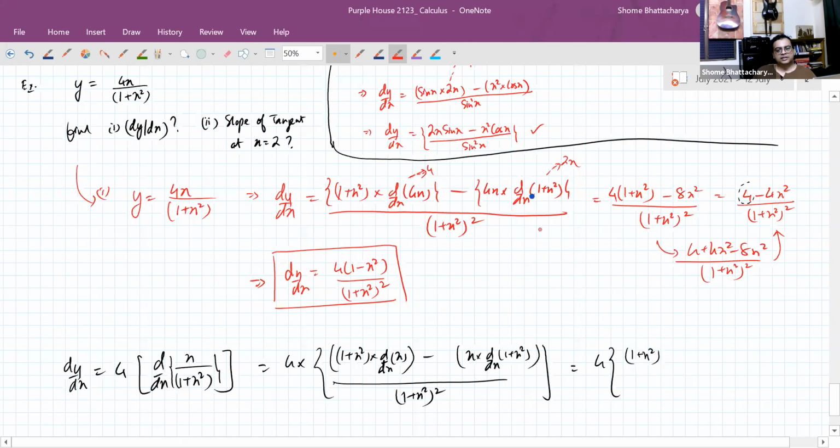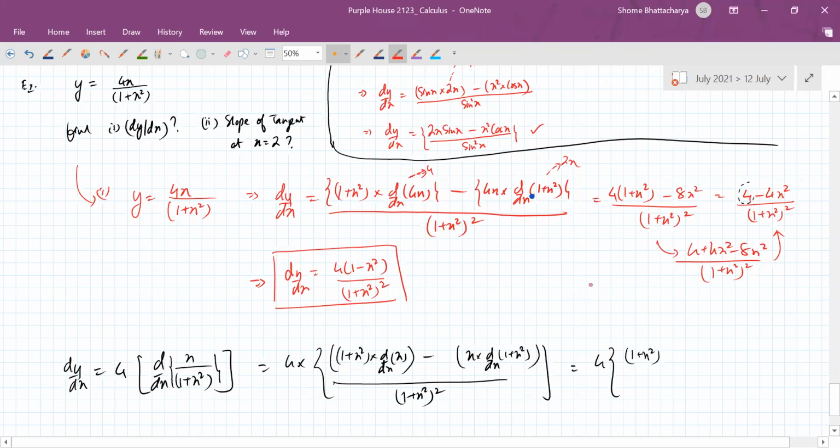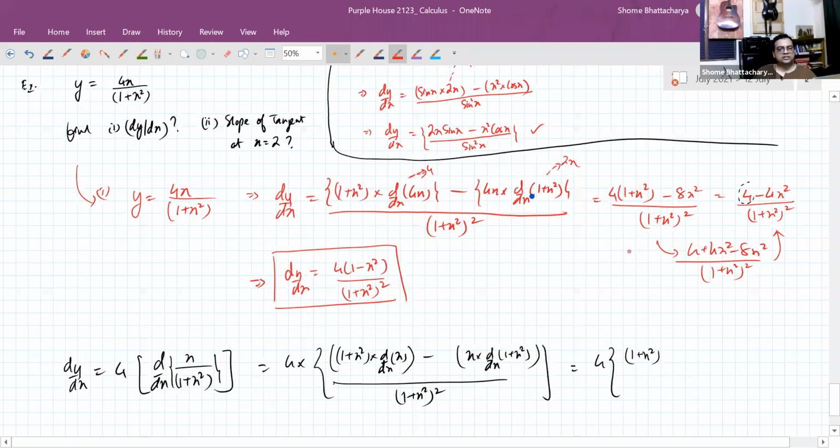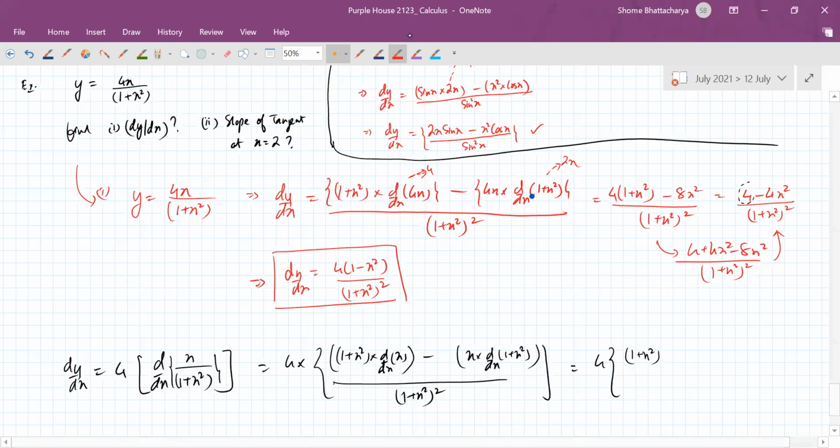Arey, uska derivative bhi to 2x beta. I explained now, what is differentiation of 1? It is 0, na? Okay, so differential of 1 is 0. Obviously 1 is a constant, na beta. This is the thing we've learned from the first day of differentiation. Okay, got it.